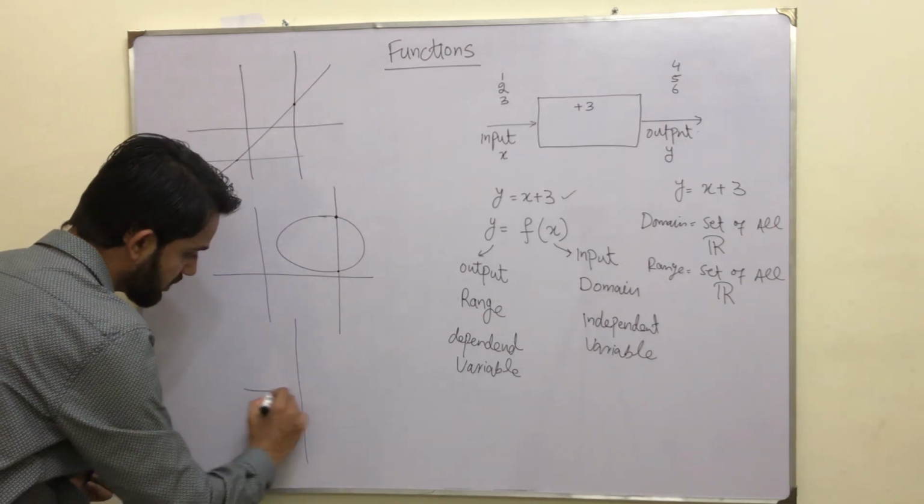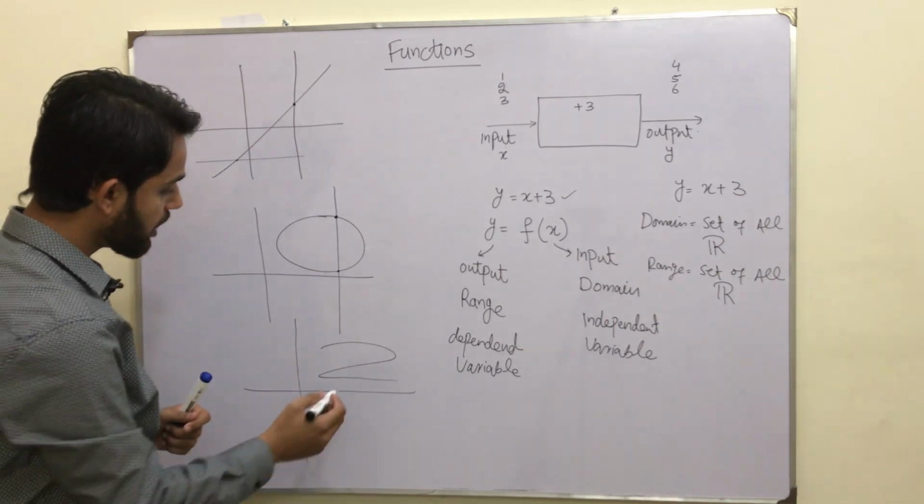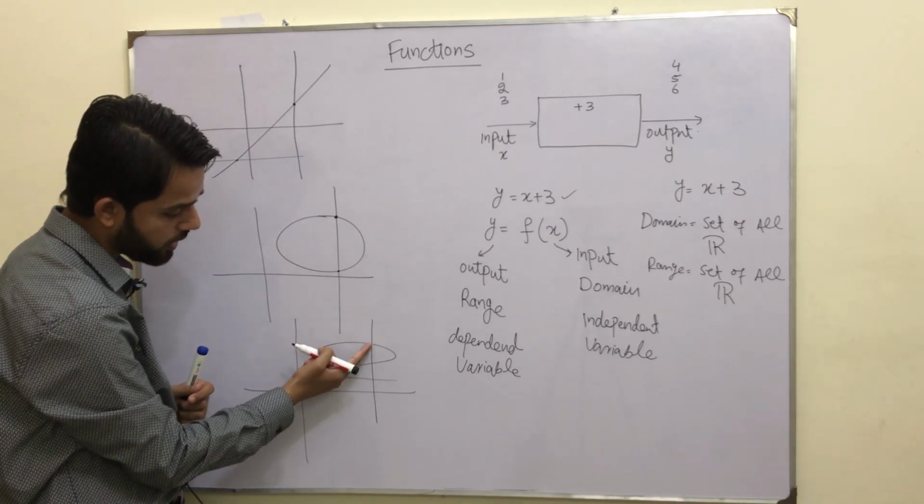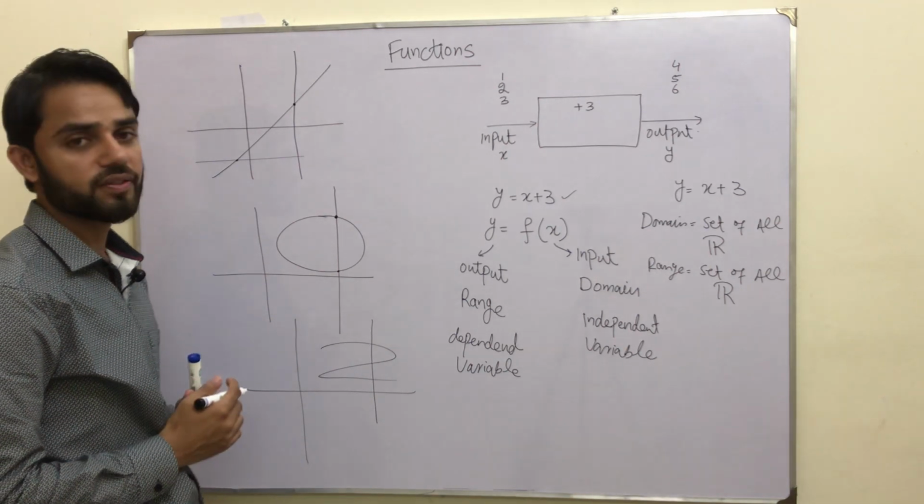Let's take another example. This could be another graph, and once you draw a vertical line, you will see that the line cuts it at 1, 2 and 3 points. So it means that it's not a function.